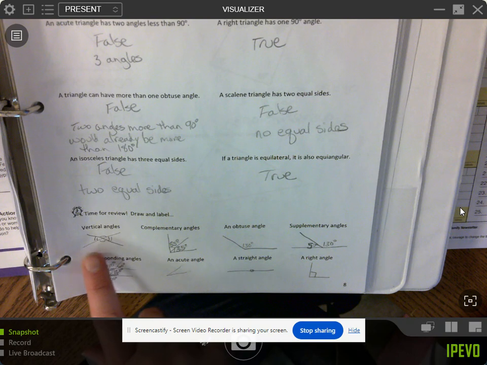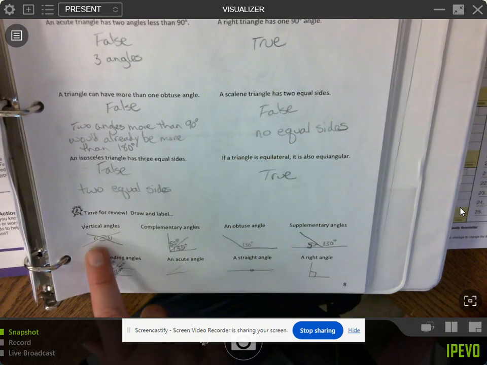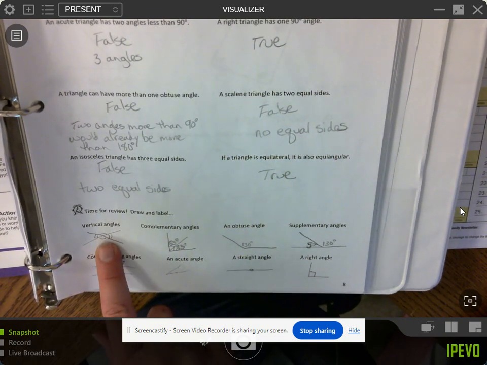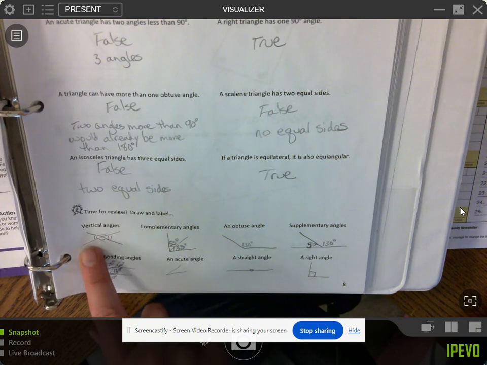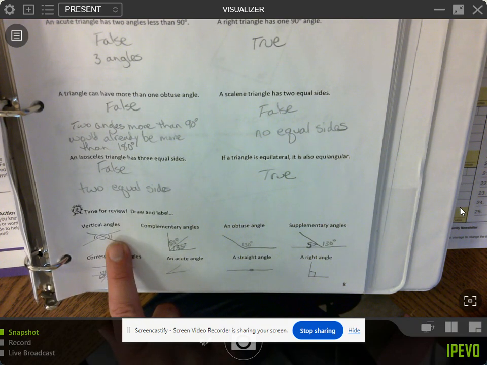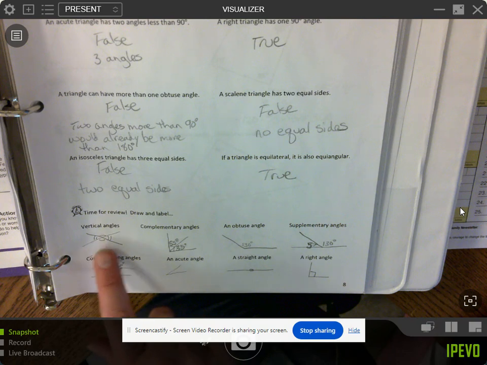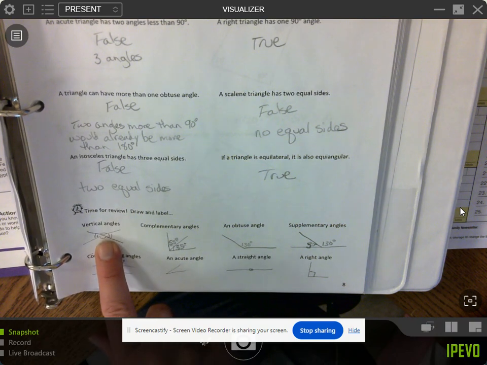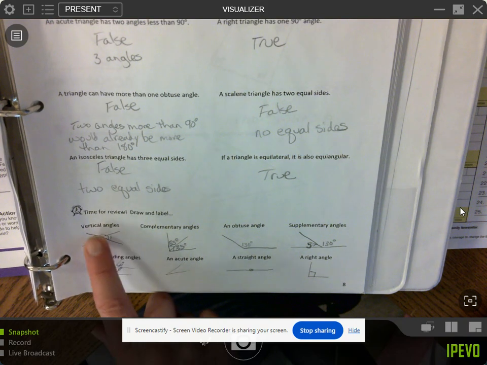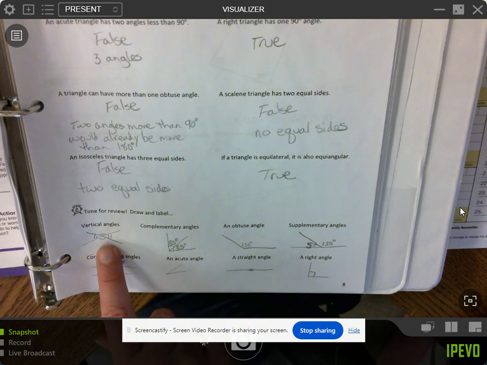So vertical angles. That means the angles that are opposite of each other when they share that vertex are congruent. They are the same size. So vertical angles are congruent when vertical angles share a vertex, share that point in the middle. They are opposite, same size.